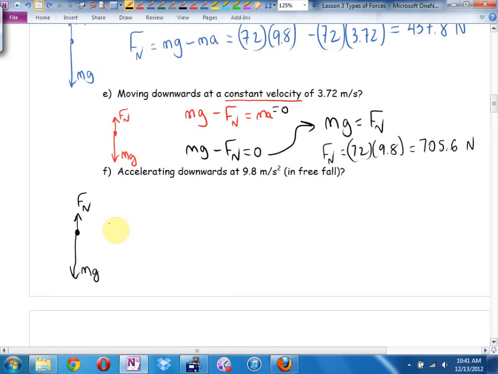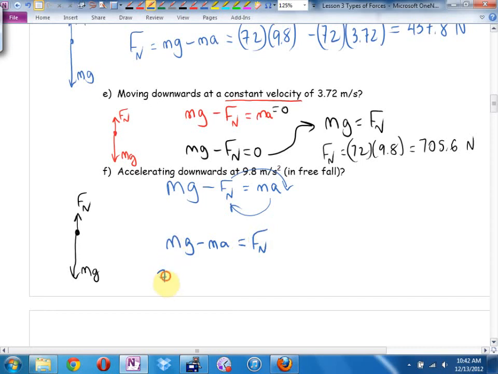Really? Which way are we accelerating, Jordan? Down. Which arrow is longer, Jordan? Who's winning? You with me now, mister? Gravity. Who's losing? Winner minus loser equals my net force, ma. Let's get the Fn by itself. I think I'll plus that there and I'll minus that there. Yes? We're going to get this: mg minus ma equals Fn.